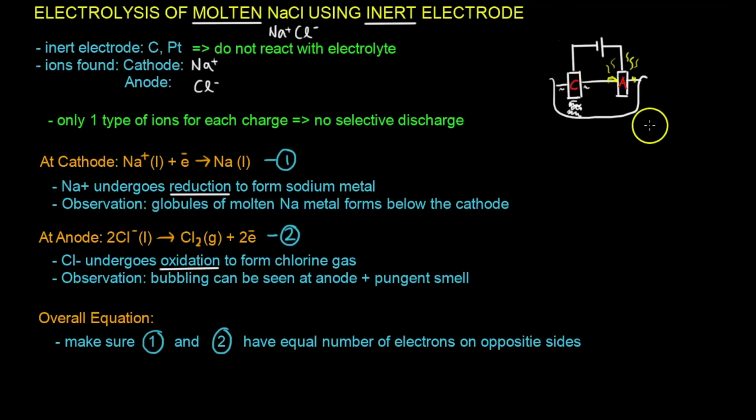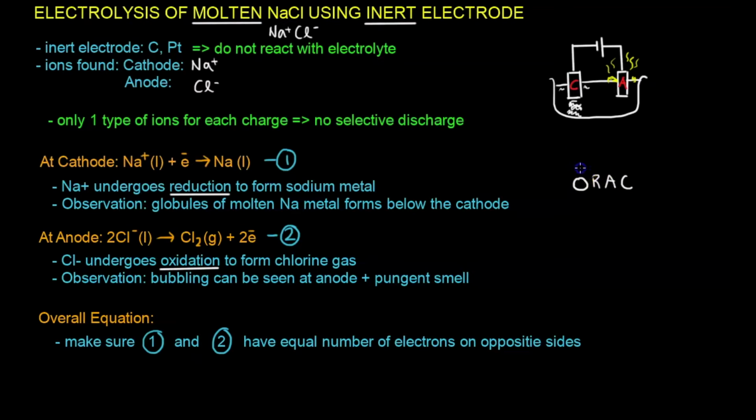So this is what you'll observe if you were to look at the setup for this electrolysis of molten NaCl using inert electrodes. It's a bit confusing, right? How do I know which is oxidation and which is reduction? Maybe I can give you a way to remember. It's called OR AC. It doesn't really mean anything, I just call it OR AC for short.